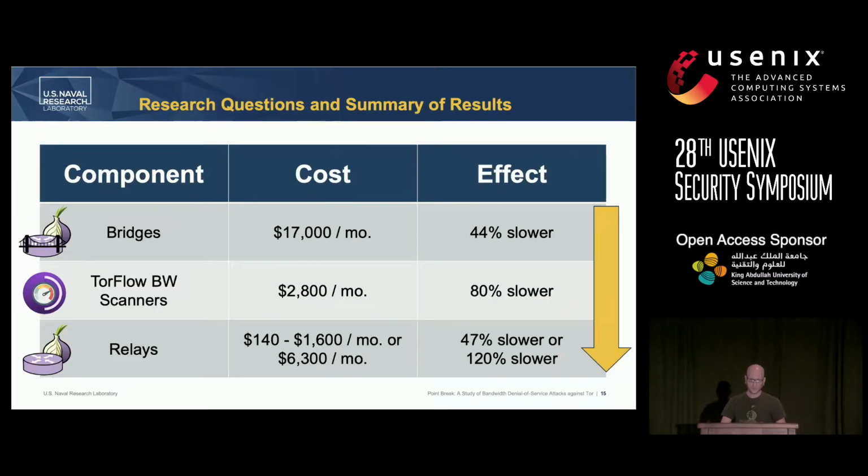So in this work, we explore 3 research questions. How vulnerable is Tor to denial of service attacks? How costly are these attacks to carry out? And what effect do they have on client performance? In the paper, we look at 3 different components of Tor. We look at bridges, the Tor flow bandwidth scanning infrastructure, which helps produce weights to balance load across the relays. And we look at a relay congestion attack. These attacks have various costs and various effects on performance.